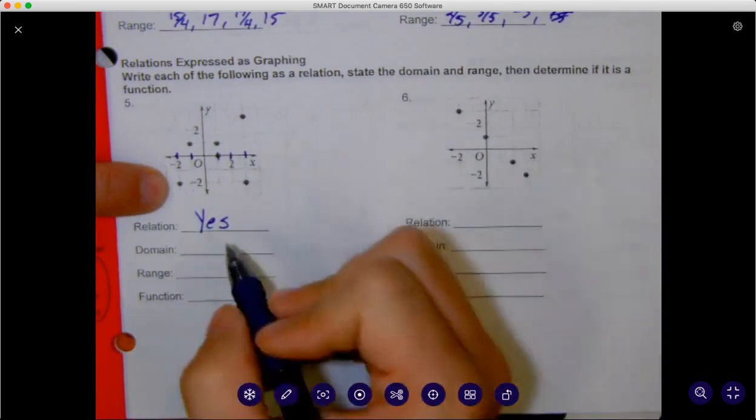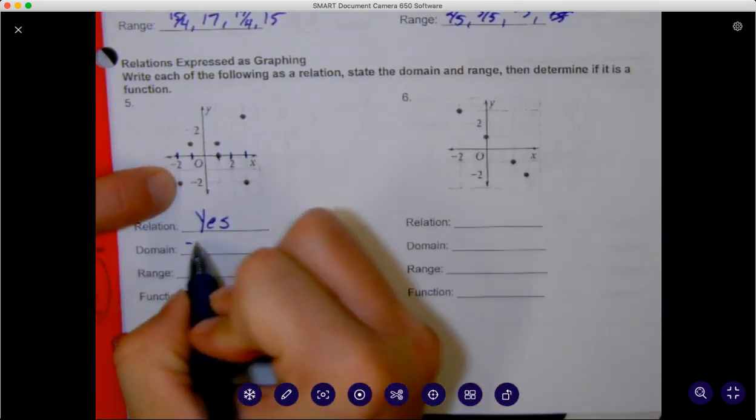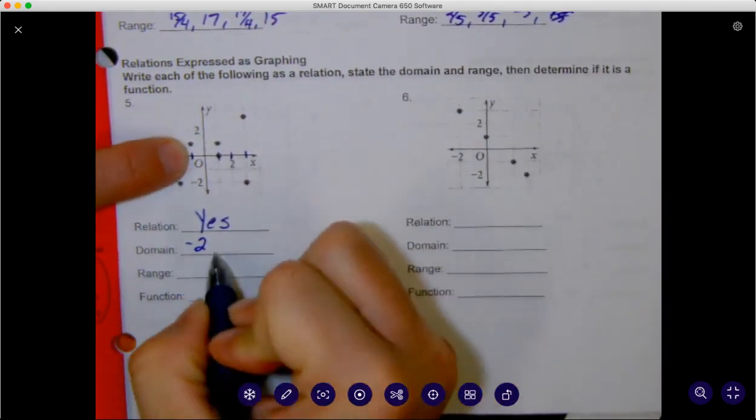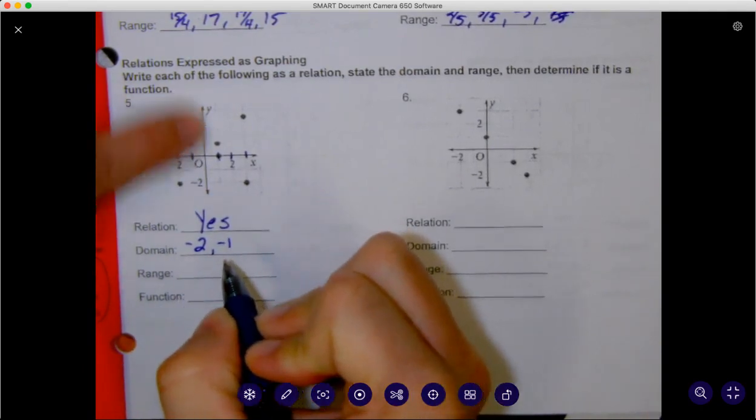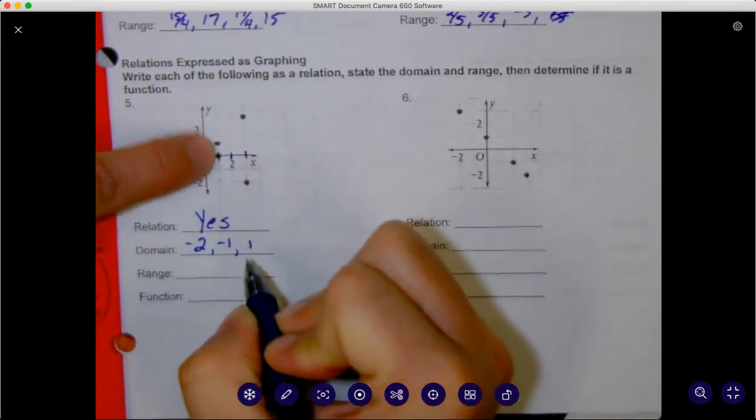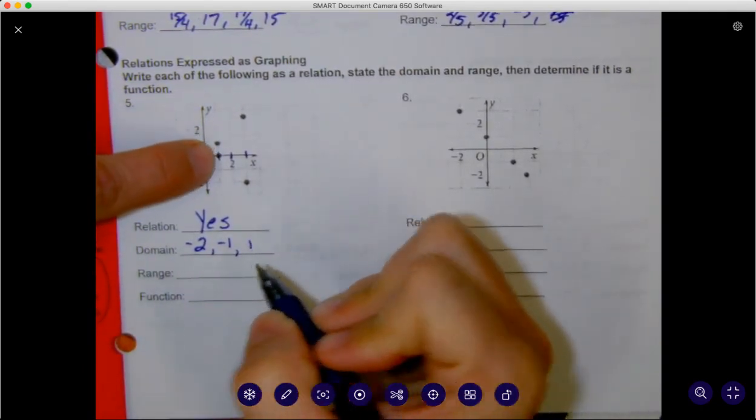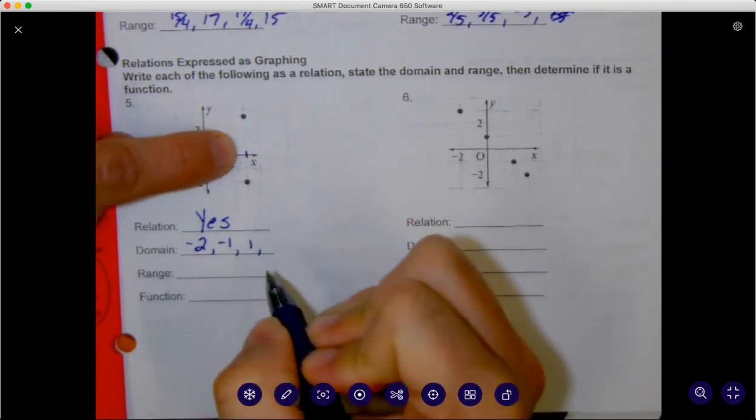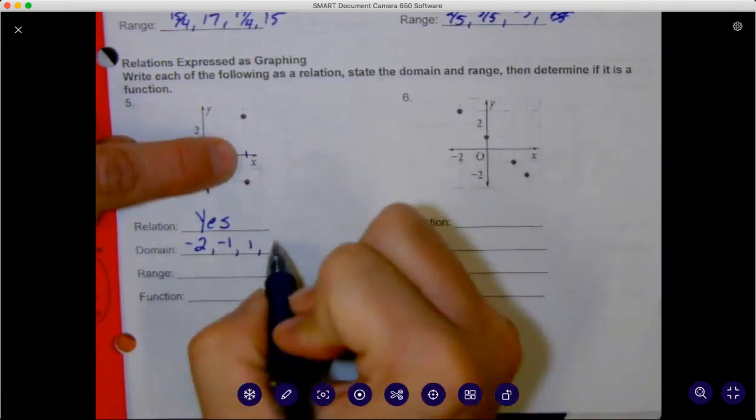So we have a point at negative 2. We have a point at negative 1. We don't have anything at 0. We have a point at 1. We have 2 points at 1, but we only got to list one of them. And we have 2 points at 3.